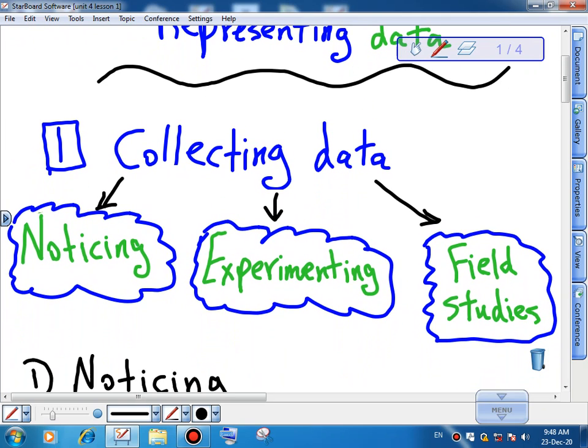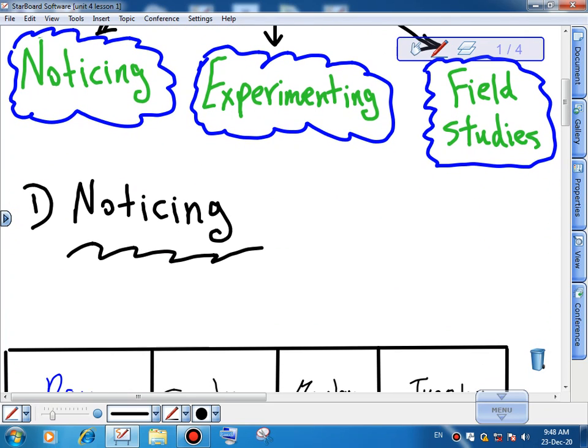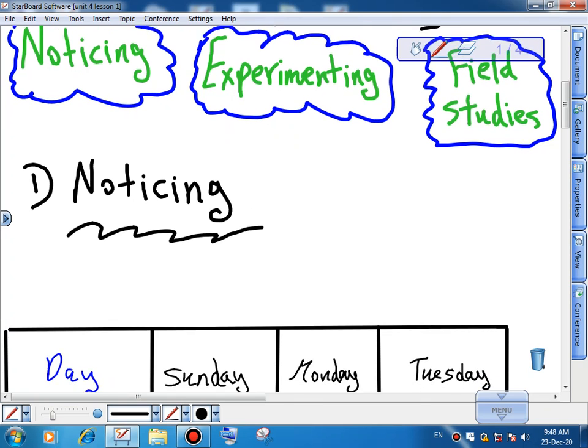to collect this data. The first one, noticing. The second one, experimenting. The third one, field studies. If we take the first one, noticing, it comes from notice. Okay, what's the meaning of noticing?